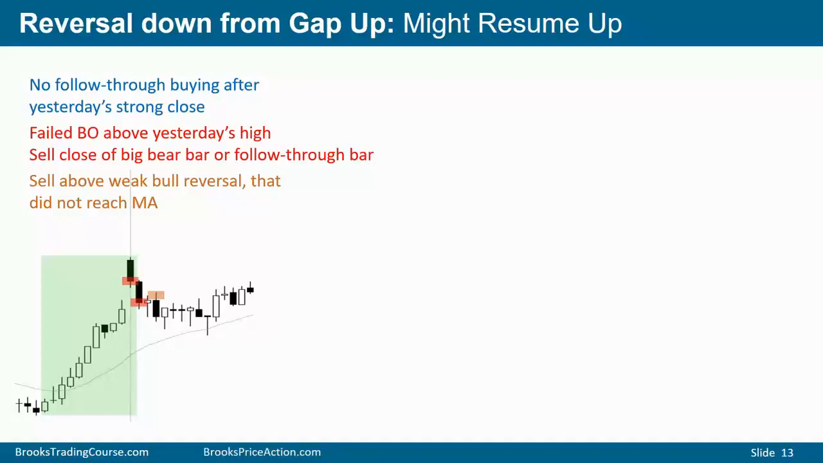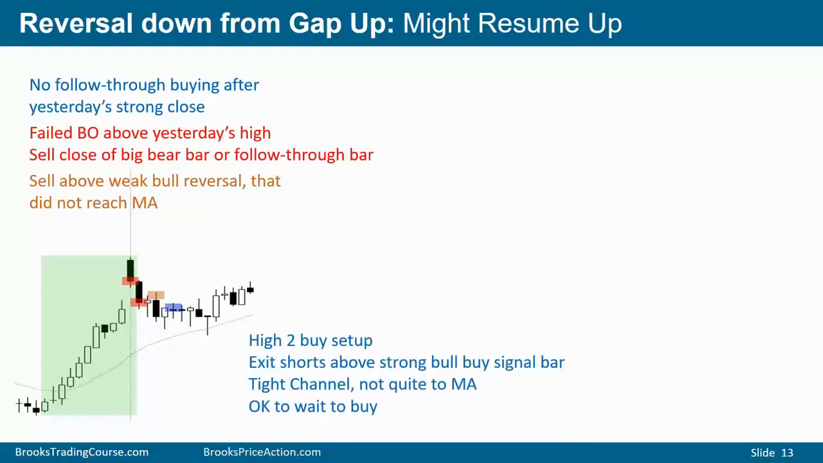In any case, if you did short, I probably would get out above this bar or above that bar or above this bar, because this does not look like it's going down very far. It looks like it's going more sideways. You've got to look to the left, and here's the context. A very strong rally. We gapped up and we reversed down, but it does not appear that we're falling very far, very fast. So this might end up as a bull flag. Not yet high probability to buy.